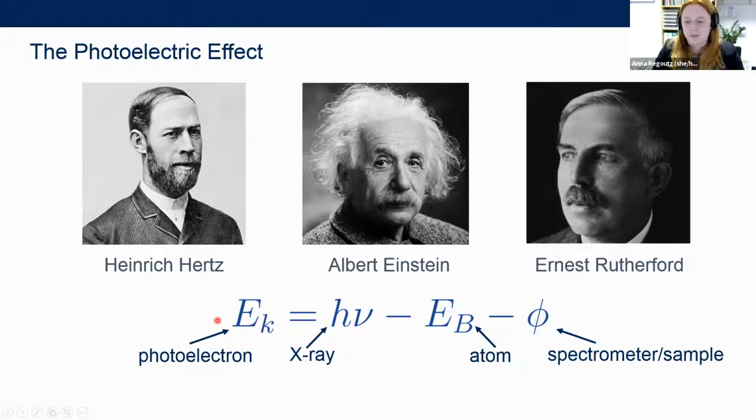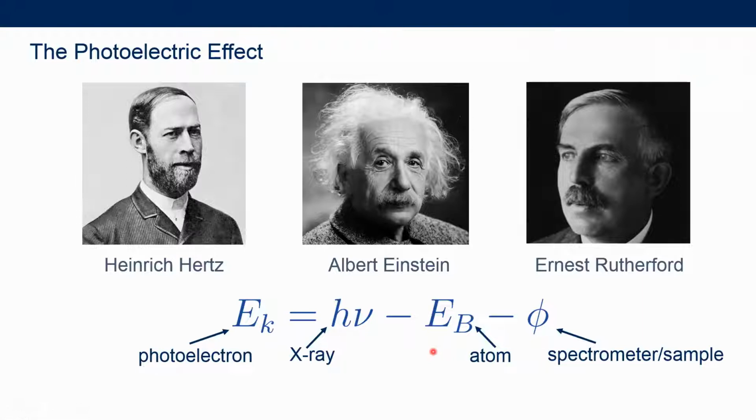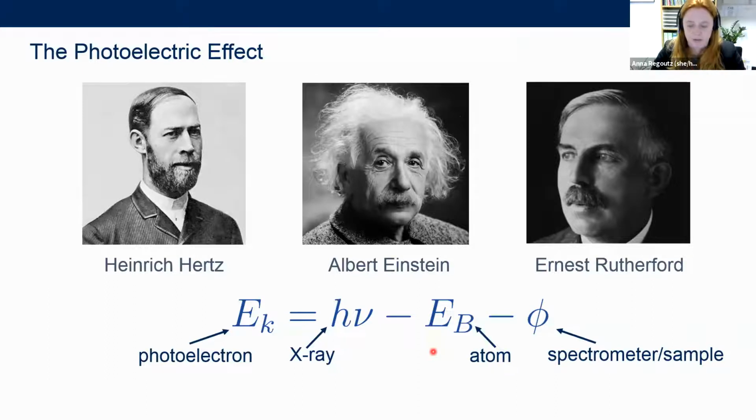But it basically tells you what the relationship is between the X-ray source, the energy of your photons, the binding energy of the electron within the atom, and the kinetic energy of the photoelectron that you measure. There's one other term, which is the work function of the spectrometer, the sample, but basically you can see that there's a very simple direct relationship between the binding energy of an electron in an atom and the kinetic energy after excitation. And that's what we can use to understand things like the chemical state and the electronic structure of matter.